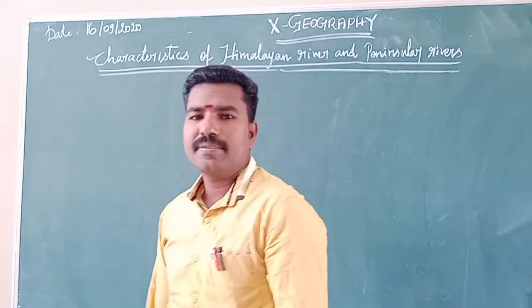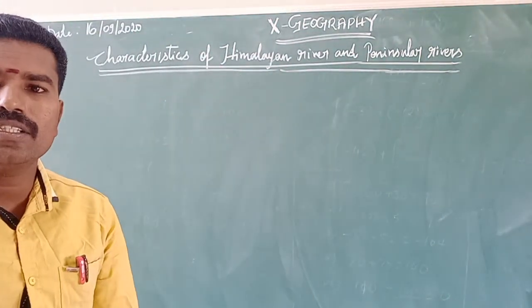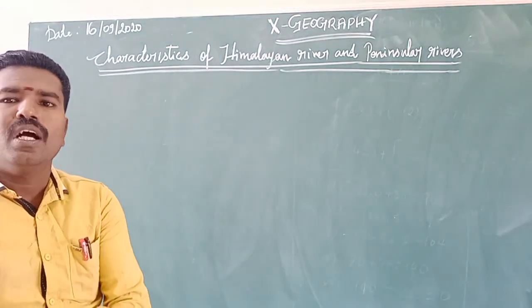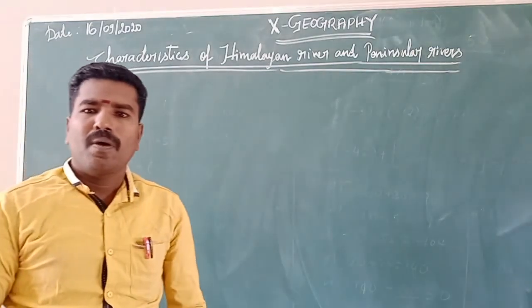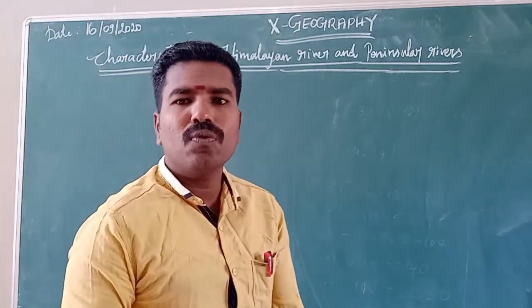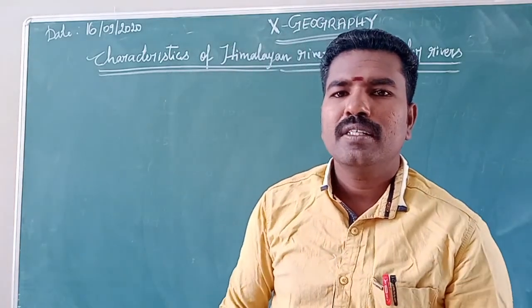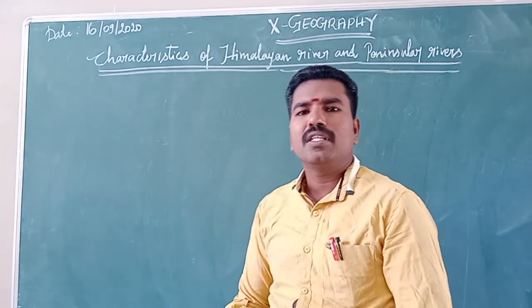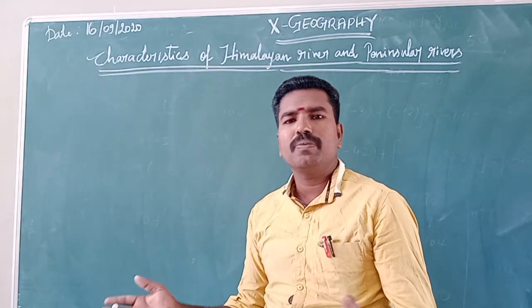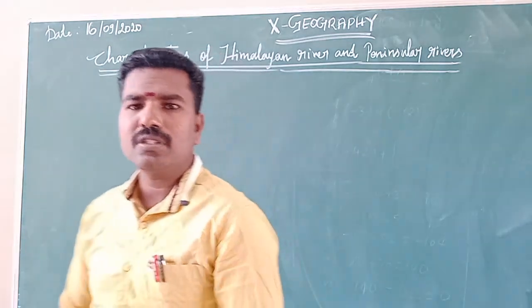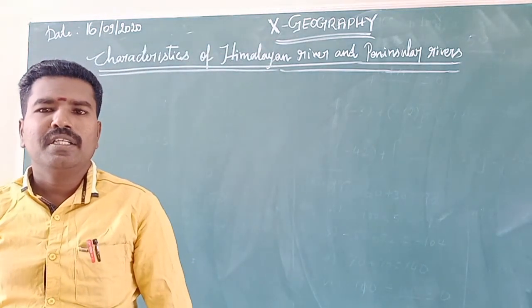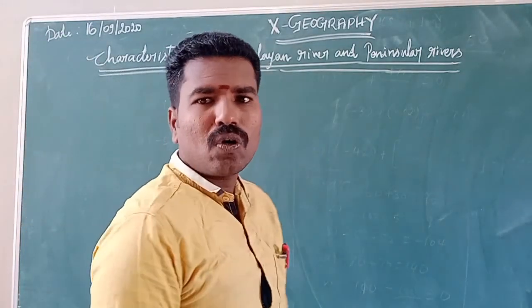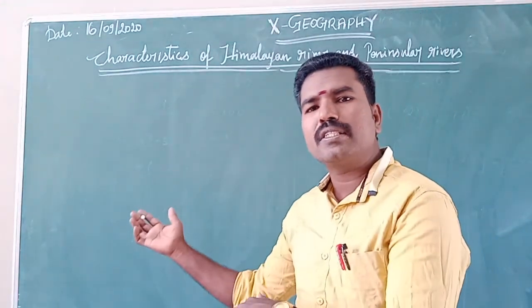Last class we discussed the drainage system of India, especially what drainage systems are, what the important rivers are that flow from North India, and what rivers flow in South India. We already discussed it. The rivers are classified into two major types: perennial rivers and non-perennial rivers. The Himalayan rivers are called perennial rivers, and all peninsular rivers are called non-perennial rivers. These we already discussed.